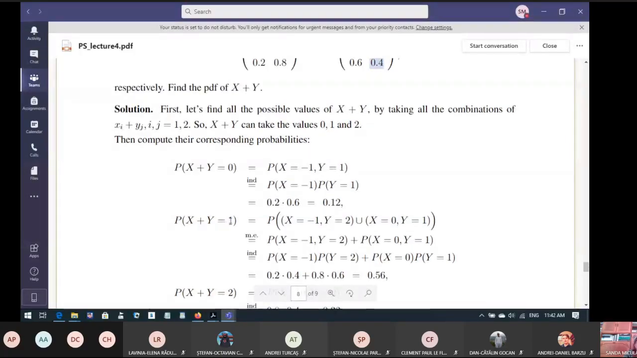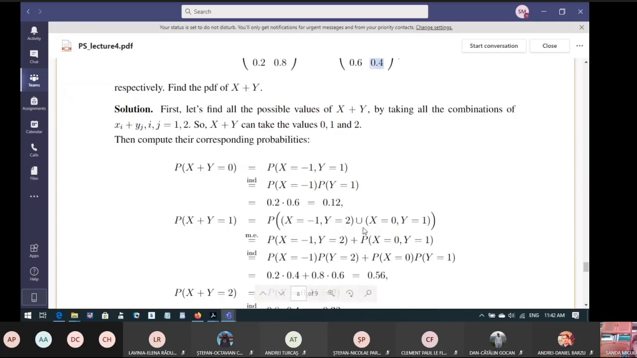Probability that the sum is 1. Now we have two different combinations that result in a sum of 1, and that's okay. We can still do this. Either -1 plus 2 or 0 plus 1, right? So those would be the combinations, the pairs listed underneath, right?